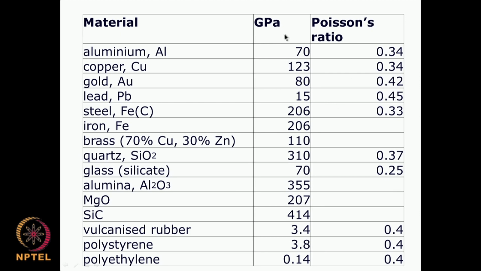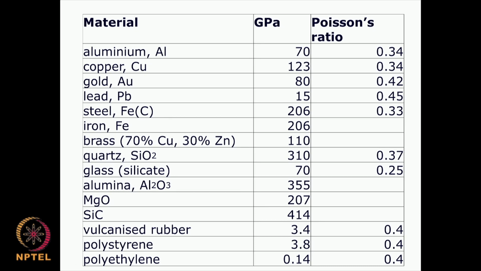And if you look at the Young's modulus, as you can see, steel is very high, 200, whereas aluminum is only 70, copper is about 120 and so on. If you go to quartz, you are talking about a very high Young's modulus, 300 odd, whereas a rubber-like material has a very low Young's modulus, 3 gigapascals.